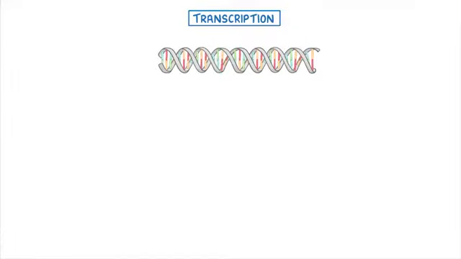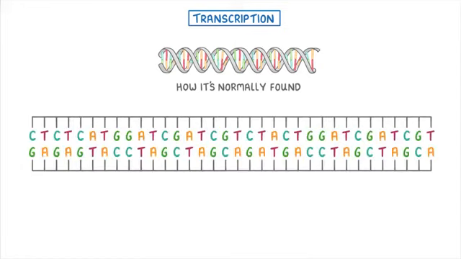Now that we've got these basics covered, let's take a closer look at transcription and see how this mRNA is actually formed in the first place. In this image here, we can see a small section of DNA that contains two strands coiled into a helix. This is how it's normally found in the nucleus. But to make it easier to understand transcription, let's uncoil the two strands and show it using this simplified diagram instead.